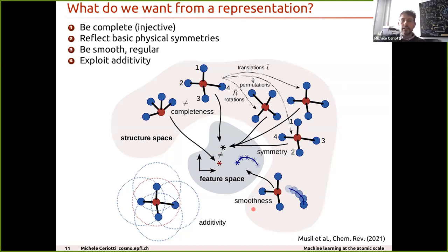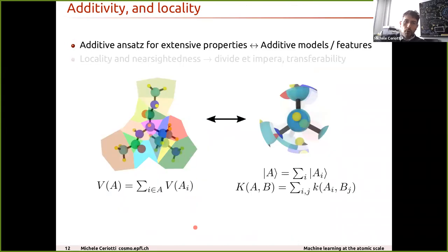If you get a descriptor that is smooth, you will more naturally have a machine learning model that is smooth. And most of the structure-property relationships at the atomic level are indeed smooth. Another requirement, which is perhaps a little less obvious, is to build the descriptor for a structure as an additive combination of local terms. So why are additivity and locality important?